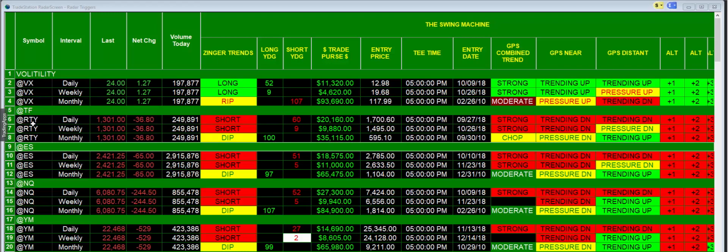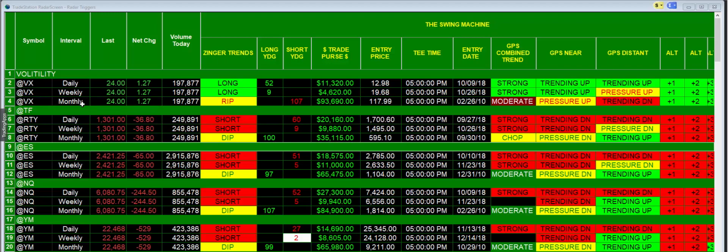This here is the Russell 2000. This is the S&P. This is the NASDAQ, and this is the Dow. We're looking at the daily, the weekly, and the monthly for each of the markets. This is the VIX, the volatility index, and we also look at the daily, weekly, monthly of the VIX.